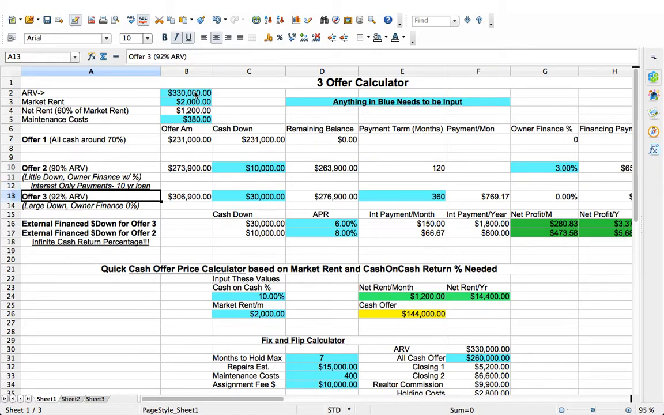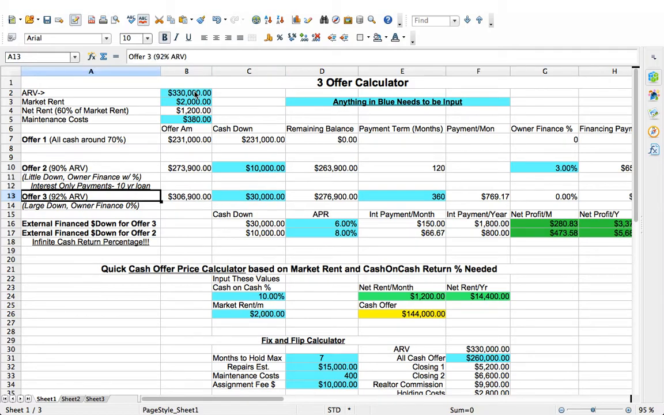And then the third offer is going to be your highest price amount offer. As you can see, it went up every time, so 231, 90% is 273. Well, actually I'd change the value to 83%. This will be about 92%. So this will be the highest one. It's going to look very attractive. A lot of the time this is the one you're going to want to go towards based on the cash on cash return. So it's going to have the highest cash down as well.